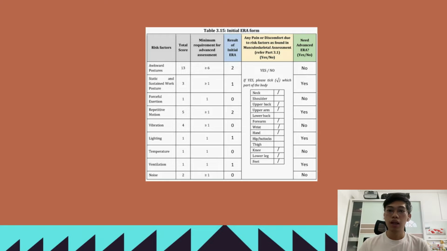In summary, the awkward posture does not need advanced ergo because only 2 out of 30. Static and sustained work posture need advanced ergo. For the forceful exertion, no need. For repetitive motion, need advanced ergo. For vibration, no need. The lighting needs advanced ergo, and the temperature is no need. Ventilation needs advanced ergo, and lastly, the noise doesn't need the advanced ergo.